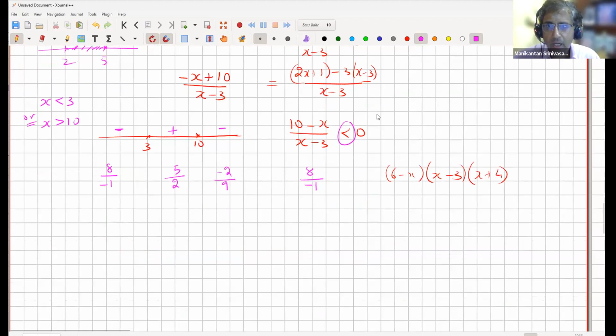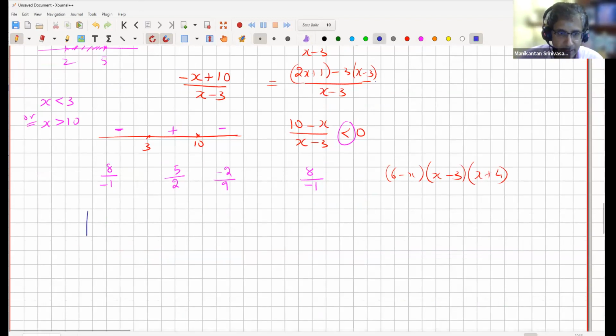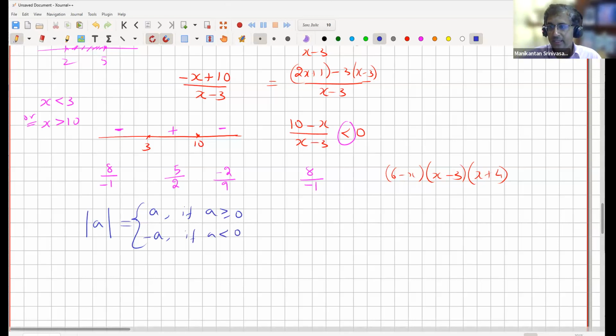And now absolute value is also important. What is the definition of absolute value? Fundamentally, the absolute value of A is A if A is greater than or equal to 0, so you don't have to do anything. But if A is negative, then you put another negative to make it positive. It's minus A if A is less than 0. That's the definition of absolute value.